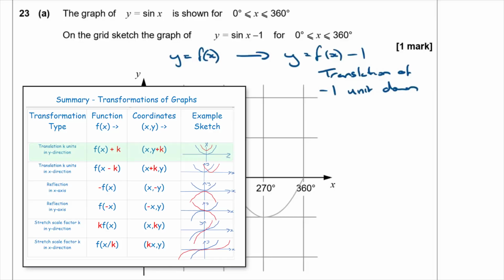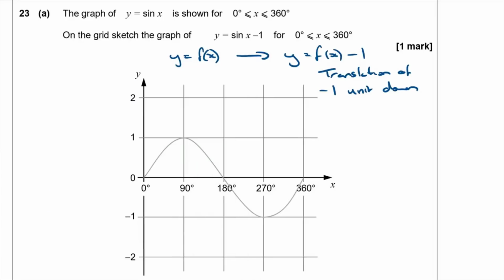So every point on this curve is going to be 1 unit lower on the graph y equals sine x minus 1. Let's take all the points on our curve that we can easily find the coordinates for. We've got a coordinate at (0, 0). That's going to move 1 point down, so it's going to be there. I've got a coordinate at (90, 1), so that one is going to be 1 lower. It's there. I've got a point at (180, 0). That's going to be 1 lower. It's going to be there.